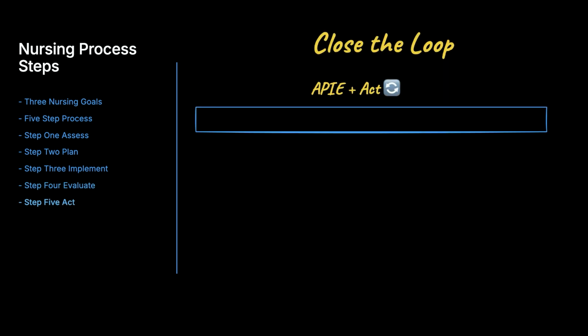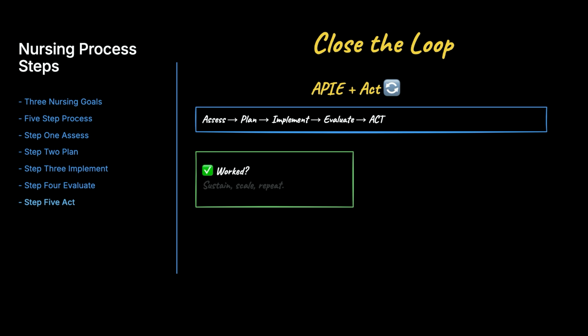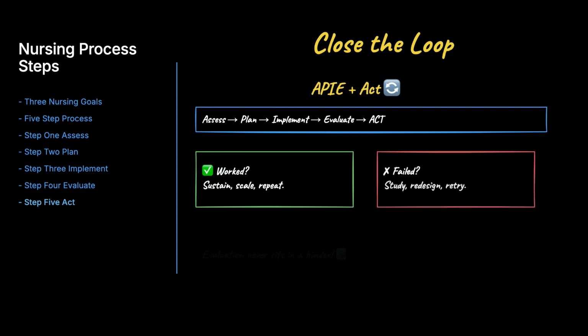Step 5 uses the results to take further action, closing the loop. Evaluation never just sits in a binder. If the program worked, the team sustains it, scales it, or repeats it elsewhere. If it failed, the team studies why, redesigns, and tries again.